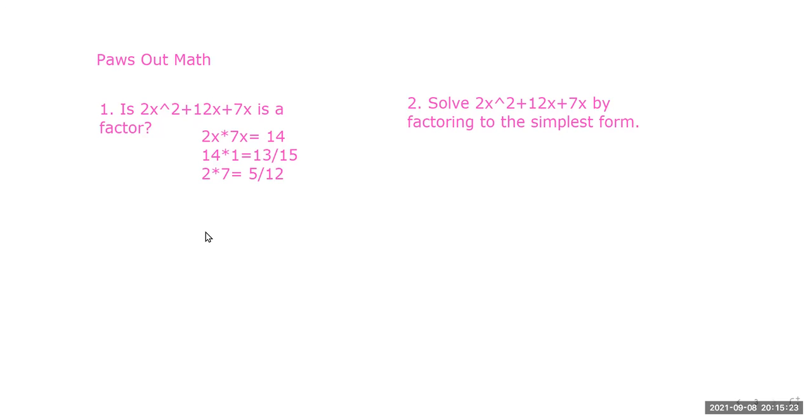So for part two of the math, we've got 2x squared plus 12x plus 7x is a factor. Well, if we times a by c, we should get 14. We need to make sure that a plus b is equal to a times c. So it's a little bit weird, but whatever this factor is, I need to times the 14 and c, but I also need to add the 12. So where do we get that 12 from? 2 times 7.